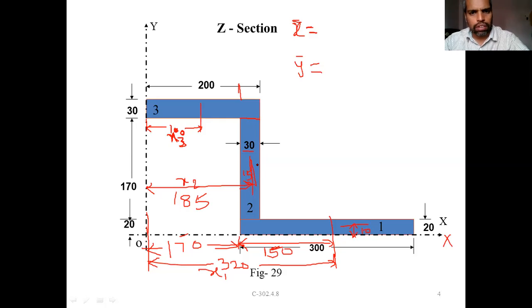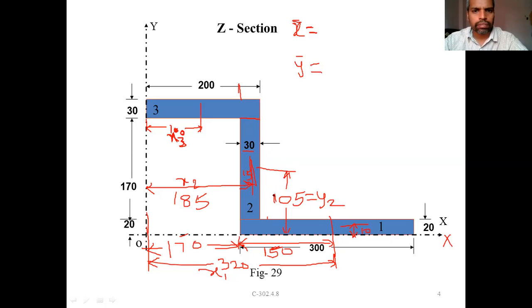Similarly for this one, it is again a rectangle, so the centroid lies at half of the distance, 170 by 2, which is 85. So the centroid is at a distance of 85 from here to here. But we need it from the reference axis, which is here. So from here to here is 85 plus 20, which is 105. So y2 is equal to 105.